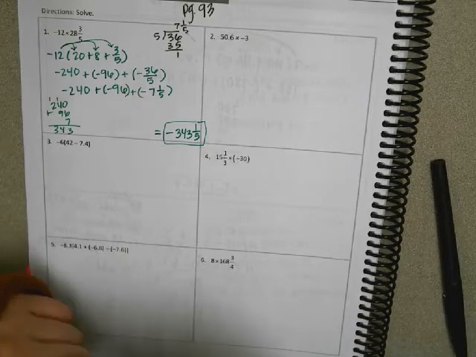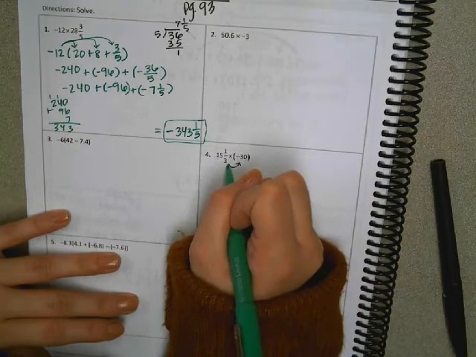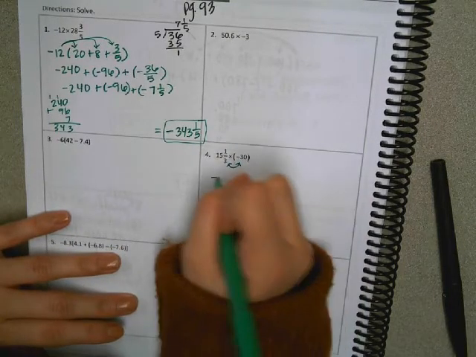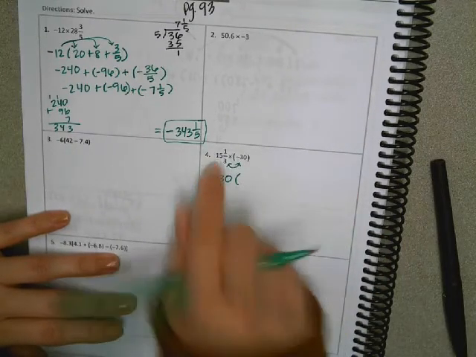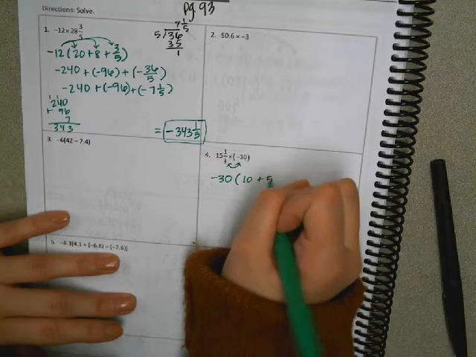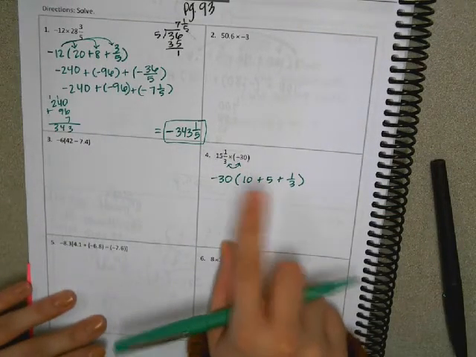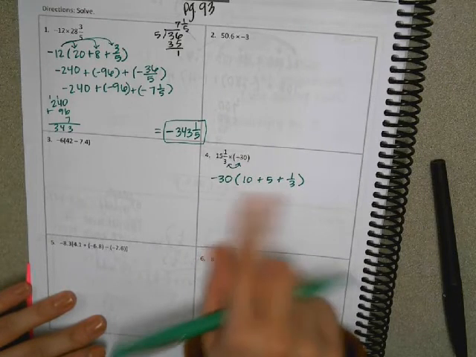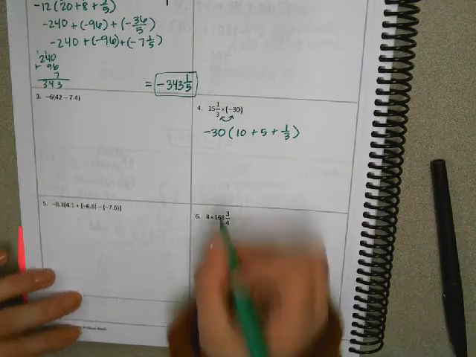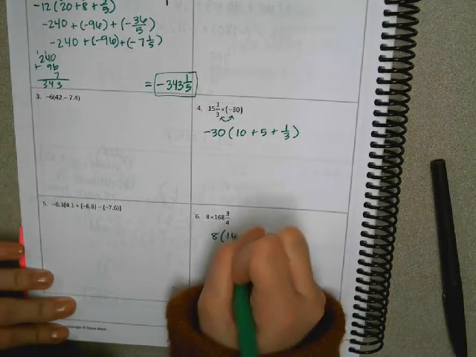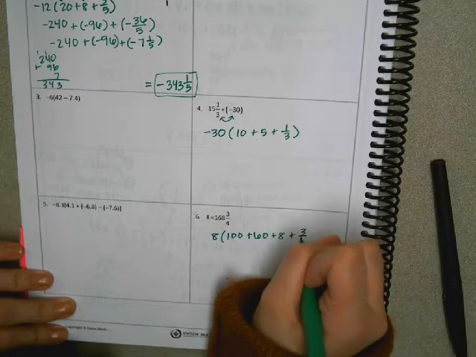So number 4 is going to be decomposed. I'm actually going to rewrite it. That is how I'm going to do it. I'm going to go 30, I'm going to switch the sides, and I'm going to decompose the fraction as 10 plus 5 plus 1/3. Go ahead and try and solve it this way. I think this will be easier. And then same thing down here. I'm going to have 8 times 100 plus 60 plus 8 plus 3/4.